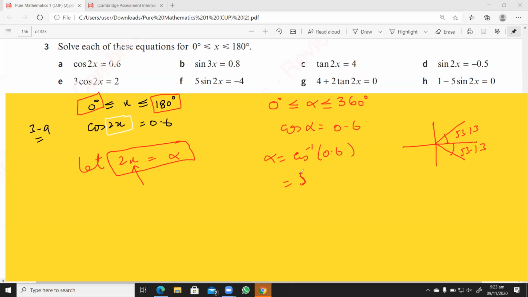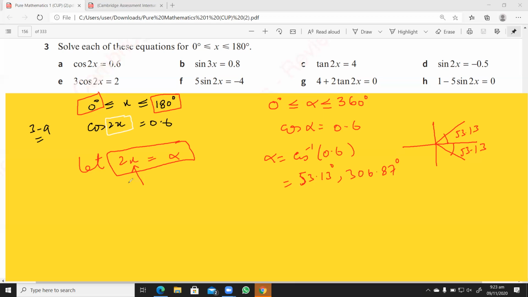So this is 53.13, comma. Please tell me what is 360 minus this? 306.87.